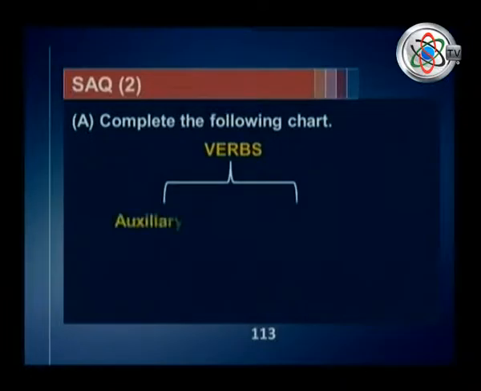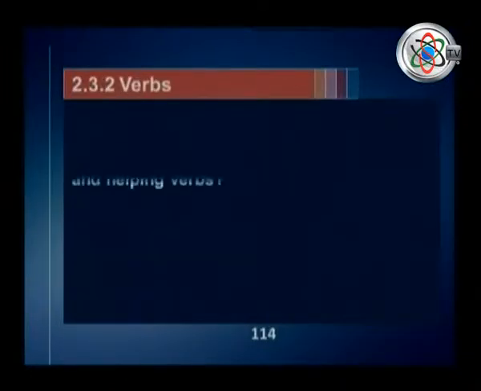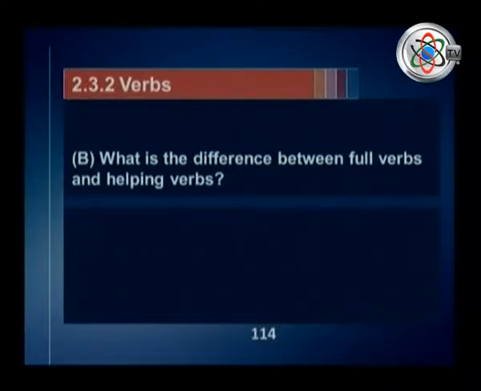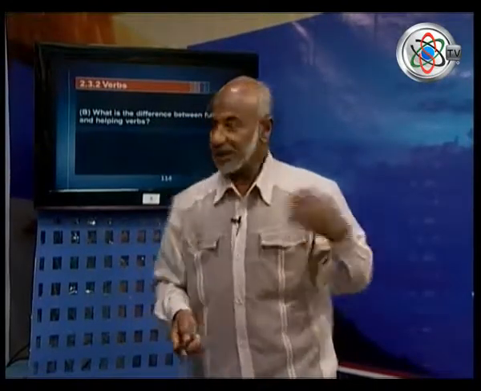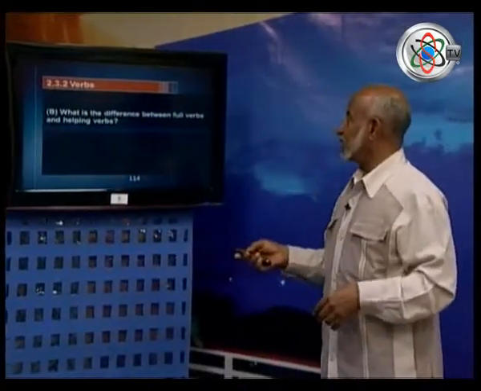You see? Verbs. We have auxiliary verbs. Look at the chart here. What is the difference between full verbs and helping verbs? This is my question to you. What is the difference in meaning between helping verbs and auxiliary verbs? Any idea? Let me clarify it more.